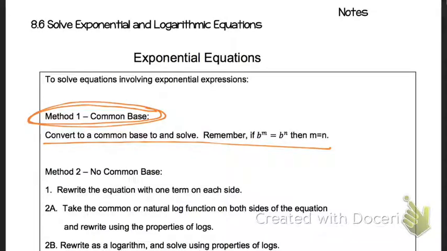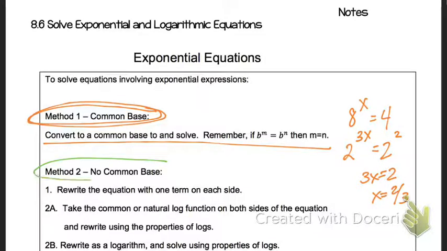You all loved that. So that would be like the one that we just did, 8 to the x equals 4, and then reducing it. That's a common base example, like when you have them both equal to each other. Okay. The second method is when you don't have a common base.